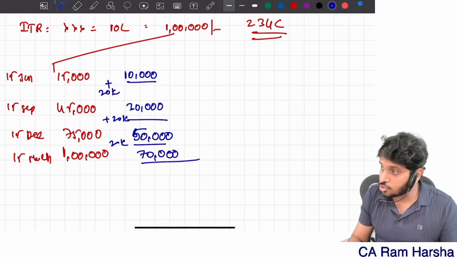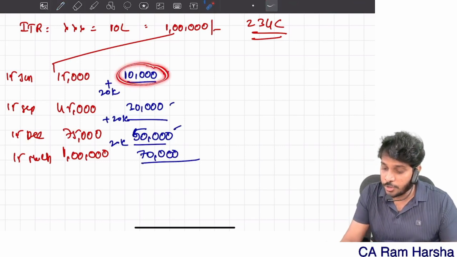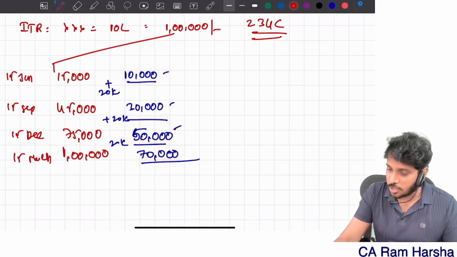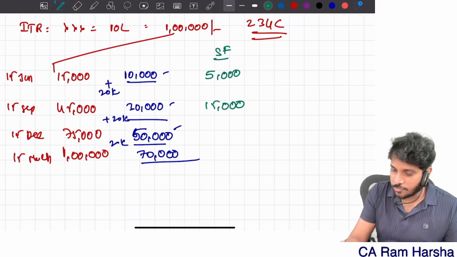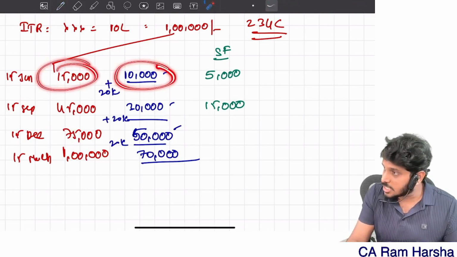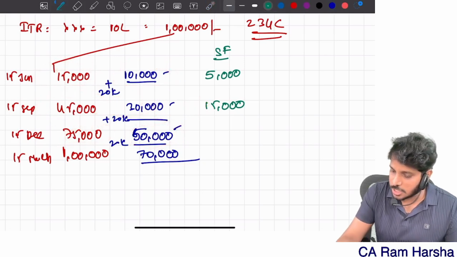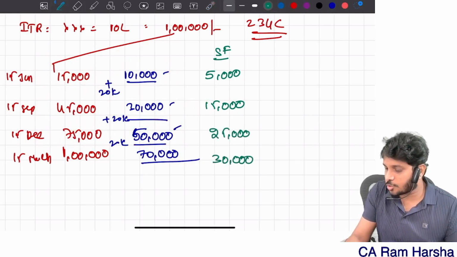Cumulatively how much is paid, you should always identify. Don't put the amount paid in each installment. Put the cumulative amount paid up to date. Then identify the shortfall. How much is it? 5,000. How much is it? 15,000. Shortfall means what? This minus this. This minus this is equal to how much? 25,000 shortfall. Here it is 30,000 rupees shortfall.